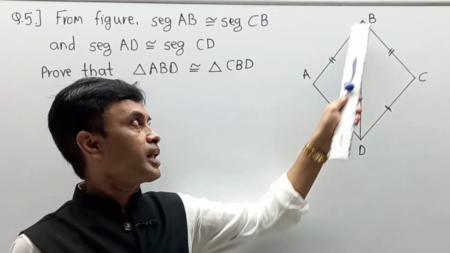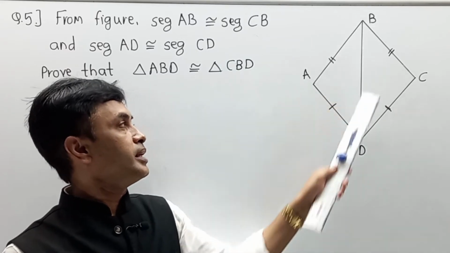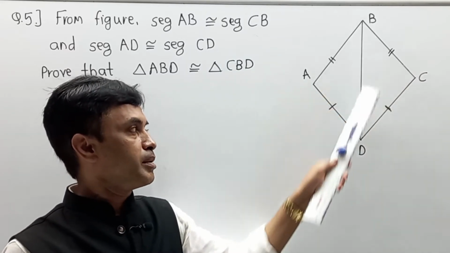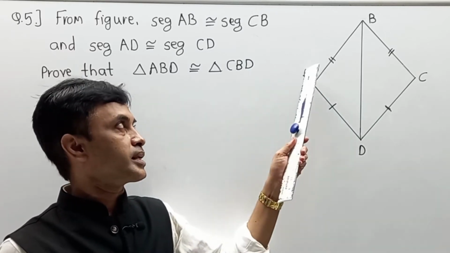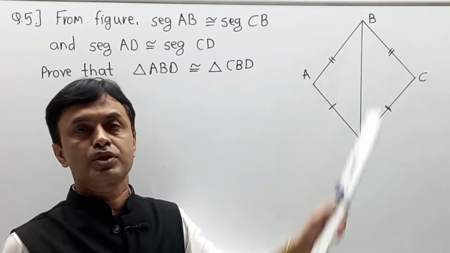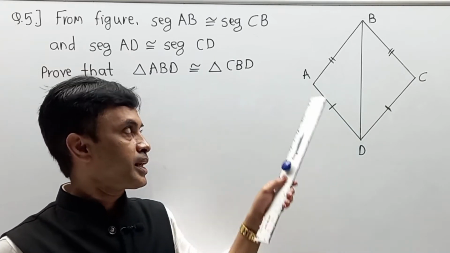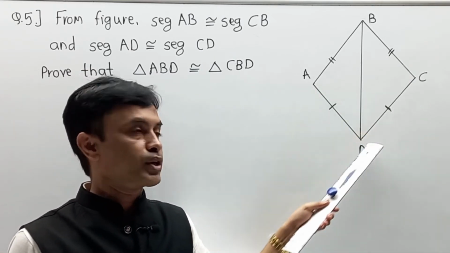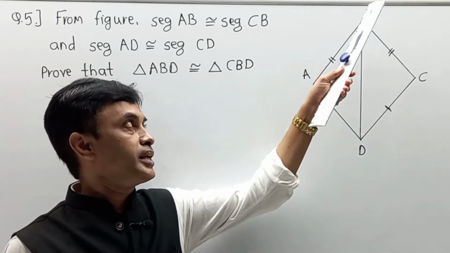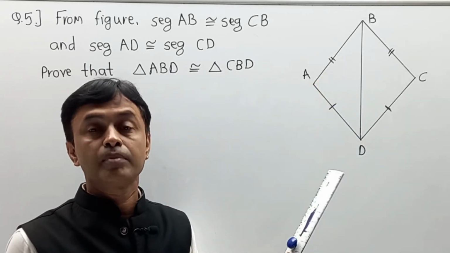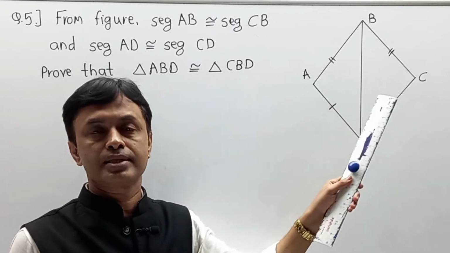They have given triangle ABD which is over here and CBD over here. As per their condition, AB is congruent to CB, they have already given. Next, AD congruent to CD, they have also given. And automatically side BD congruent to side BD because it is common side in both the triangles.